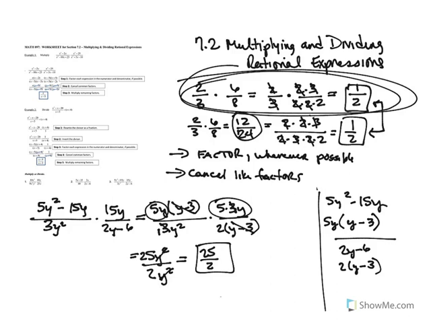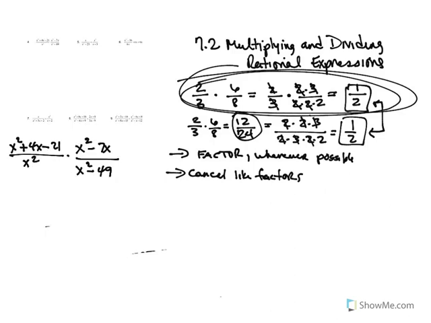So we break down every part, and then we bring everything back together once we've canceled out common factors. Now, if you know how to cancel, and you can see it before you multiply, that's fine too. All right? All right, let's do some more. Okay, so we're looking at number 4. X squared plus 4x minus 21 over x squared times x squared minus 7x over x squared minus 49.